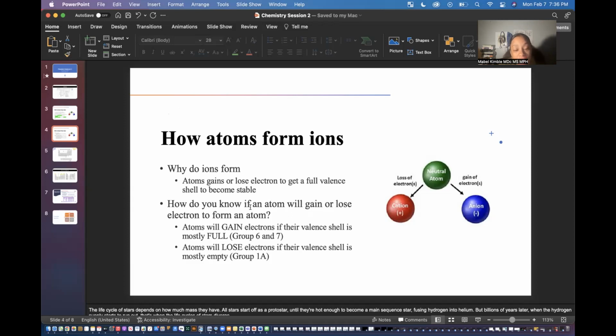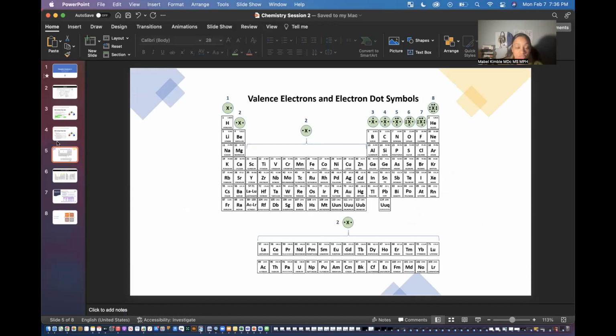Again, the reason why atoms form ions is because they want to be stable. Keep that in mind. But how do you know if an atom will gain or lose an electron to form an ion? Like I said earlier, atoms are going to gain electrons if their valence shell is mostly full. I'll show you this in the periodic table in a little bit. Vice versa, atoms will lose electrons if their valence shell is mostly empty.